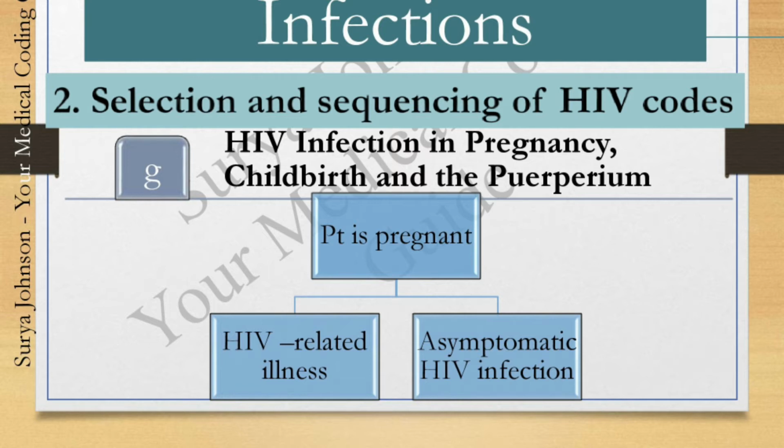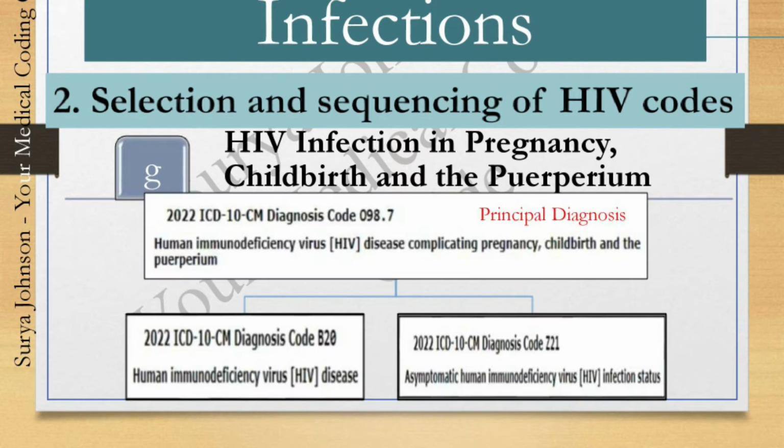The pregnancy O code should always be sequenced as principal. So O98.7, which is HIV disease complicating pregnancy, childbirth and the puerperium, should be coded first. If the patient has developed any HIV related illness, we'll be coding B20 as a secondary diagnosis. Or if the patient has not developed any symptoms, she is an asymptomatic HIV patient, then we should code Z21 as the secondary diagnosis.